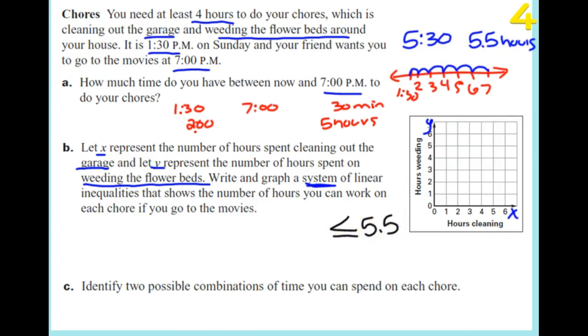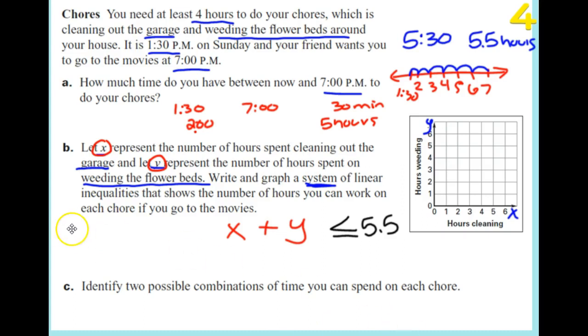So it says we also need at least 4 hours. So we need between 4 hours and 5.5 hours. Our chores are cleaning out the garage and weeding the flower beds. They told us X is the number of hours in the garage and Y is the number of hours on the flower beds. So X plus Y, the number of hours here plus the number of hours here, has to be less than or equal to 5.5.